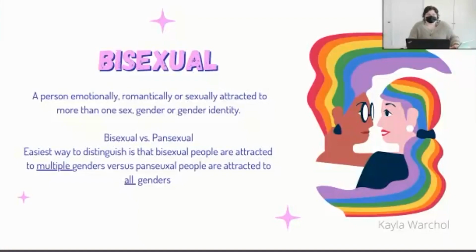Then we have bisexual. This is a person emotionally, romantically, or sexually attracted to more than one sex, gender, or gender identity. The main thing to point out on this slide would be the difference between bisexuality and pansexuality. They're under the same umbrella category, but the easiest way to distinguish the two is that bisexual people are attracted to multiple genders, and pansexual people are attracted to all genders.